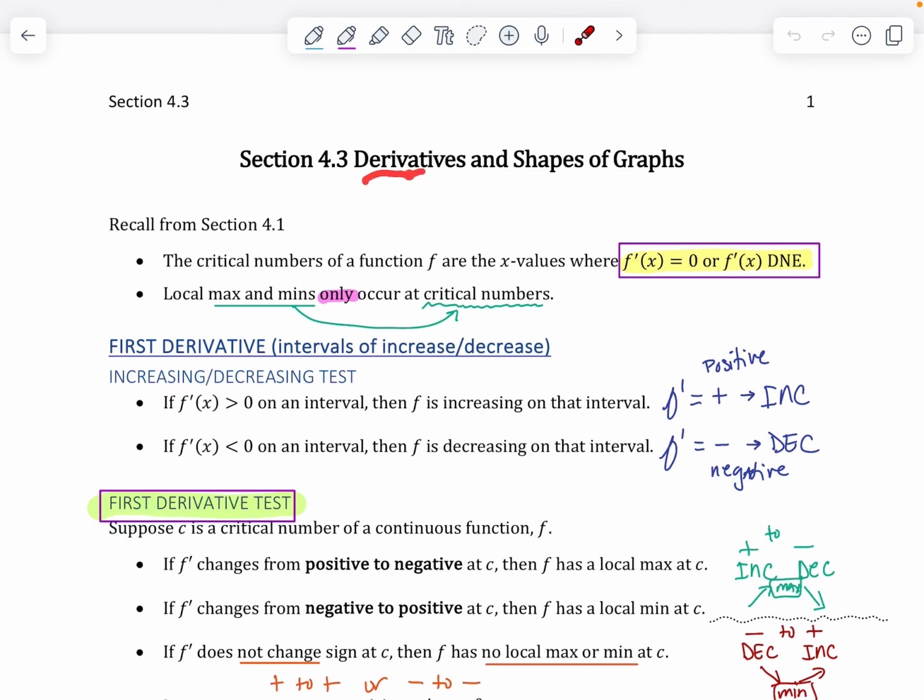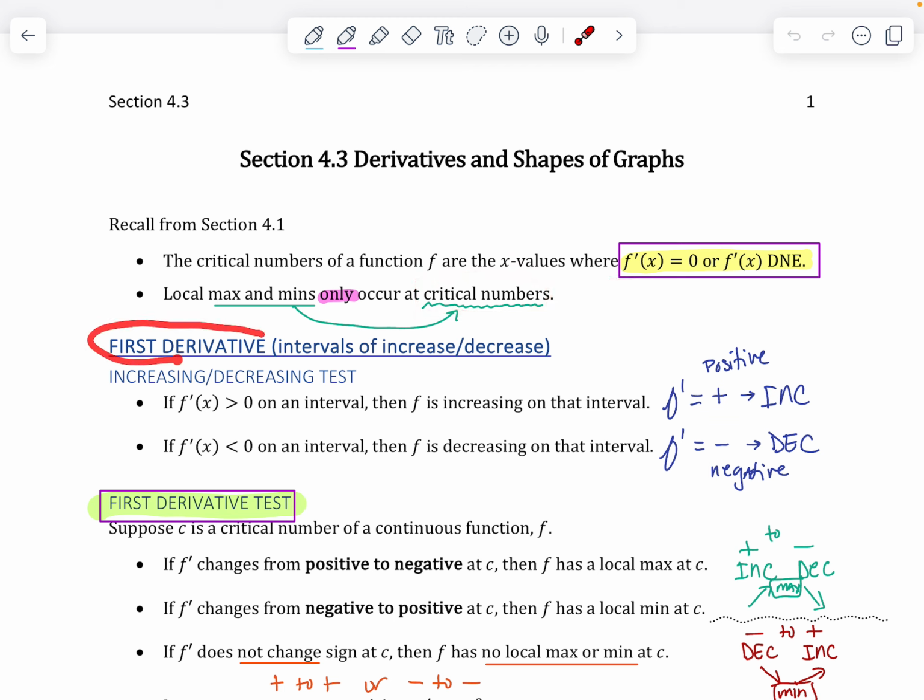Section 4.3 is on derivatives and how they give us information about shapes of graphs, page 1. So in section 4.1, we talked about critical numbers. This is a point on the function, specifically an input value, where the derivative is equal to 0 because you have a horizontal tangent line, or the derivative does not exist because there is no tangent line. At that time, we discussed that local max and mins, so not necessarily absolute, but local max and mins can only occur at critical numbers. So these are important values to find.